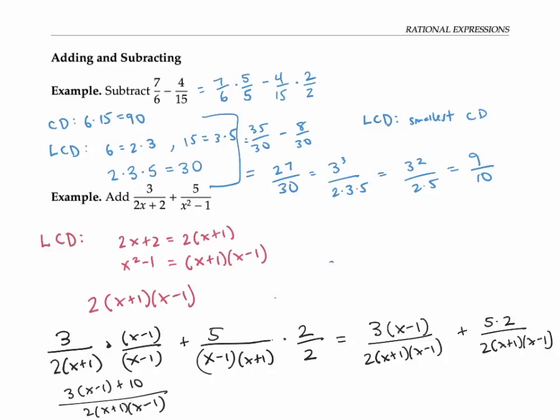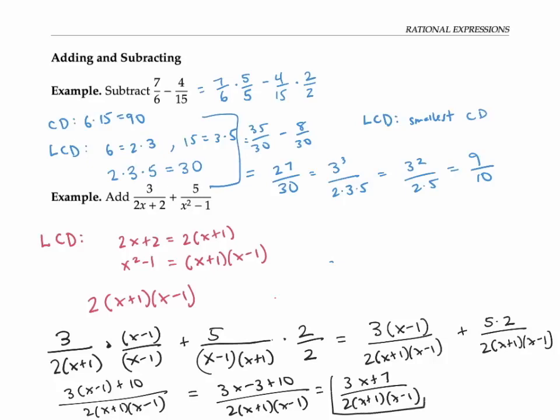I'd like to simplify this, and the best way to do that is to leave the denominator in factored form, but I do have to multiply out the numerator so that I can add things together. So I get 3x minus 3 plus 10 over 2 times x plus 1, x minus 1, or 3x plus 7 over 2 times x plus 1, x minus 1. Now 3x plus 7 doesn't factor, and there's therefore no factors that I can cancel out. So this is already reduced as much as it can be. This is my final answer.